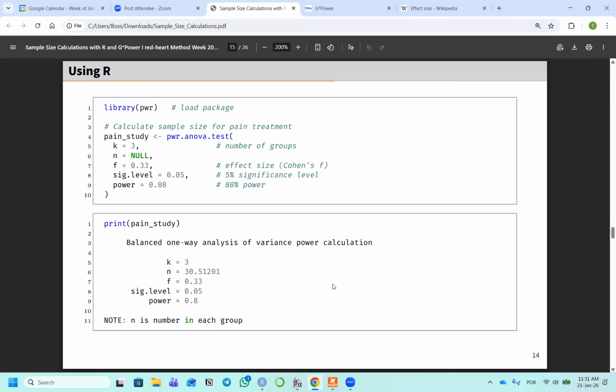If you switch to your R software, you can use a package called pwr.